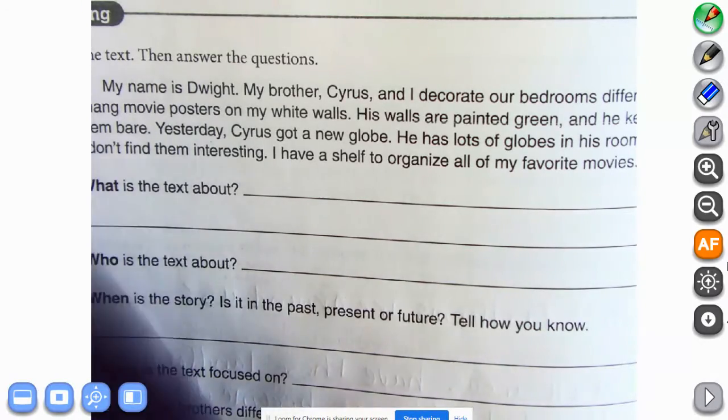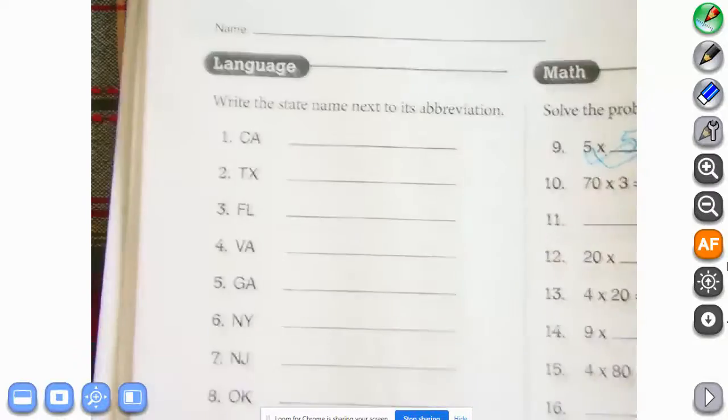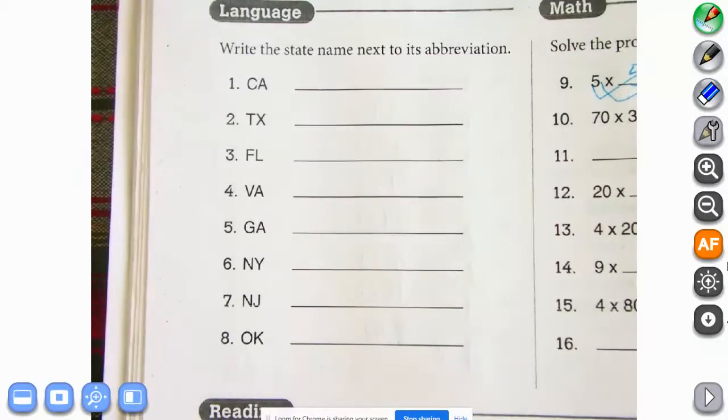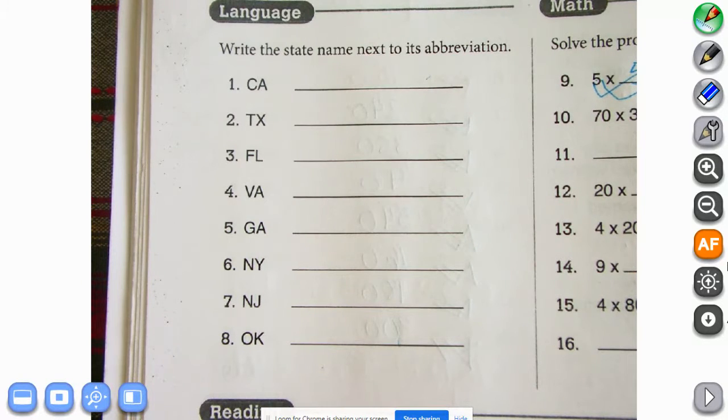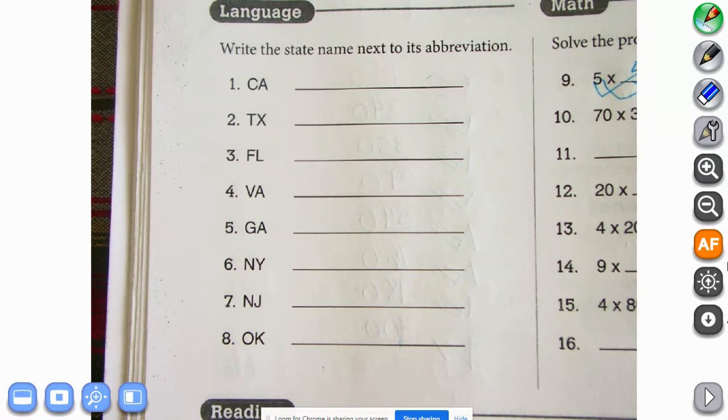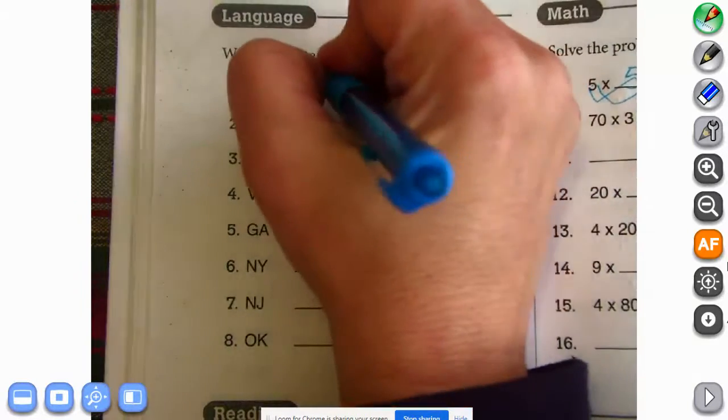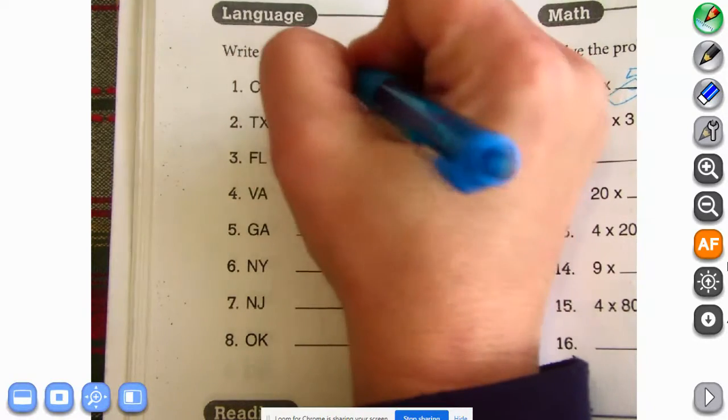All right. Okay, so we are on page 54, and the top part says, write the state name next to its abbreviation. So hopefully you were able to find a tool to use, a map or another person to help you, or looking it up. Any of those things would work. So CA stands for California. So capital C.